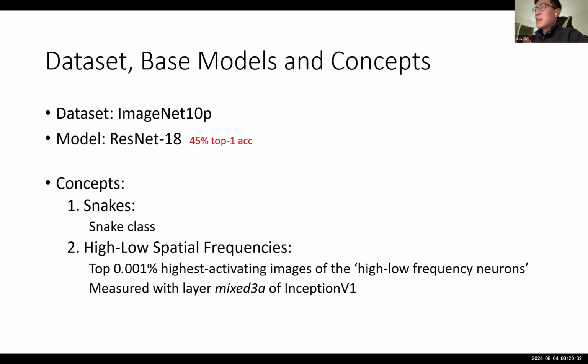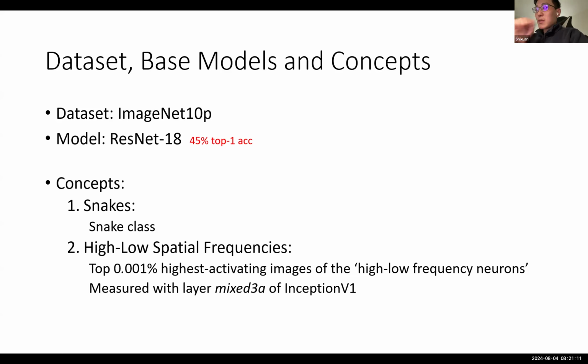So after talking about the background, we can introduce the basic experimental setup of this paper. Basically, the authors use the ImageNet 10P dataset with the model ResNet 18. The model achieved 45% top-line accuracy on this setting. The authors also chose two kinds of concepts. One is a concrete concept, which is snake as an object. As long as the image has a snake in it, it is with this concept.